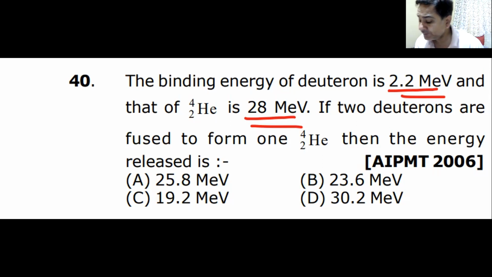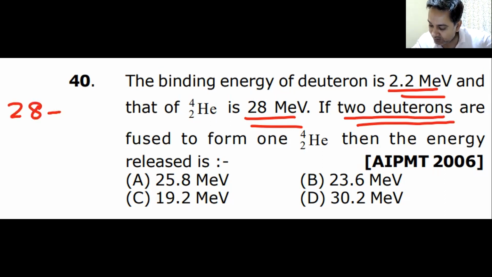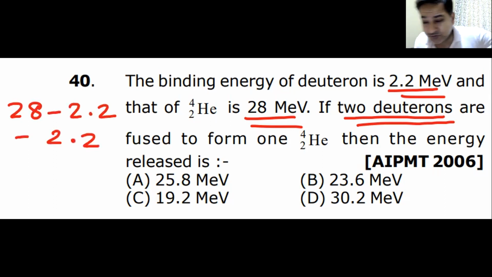Have you got the answer for this one? What is the answer then? A, 25.8. Two deuterons are fused, not one. So the answer is 28 minus 2.2 minus 2.2. If you can't subtract 2.2 twice from 28, I think you are in the wrong class. You should be in class 1.